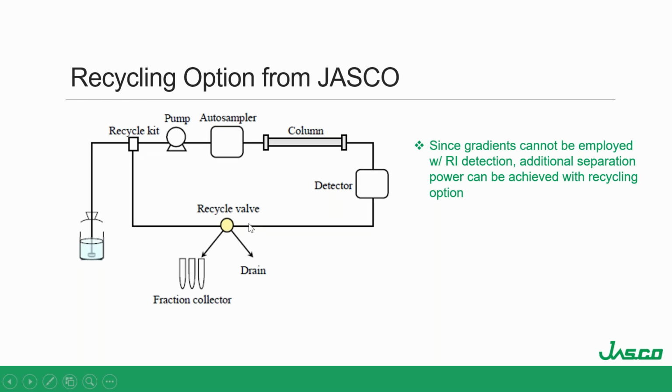So for the first couple of cycles, you would keep this valve closed. You would do your first pass on your column, then you would come back up to the recycle valve and head back to the pump and the autosampler for a second pass on your column. And you would do as many passes as needed to get the resolution that is desired.